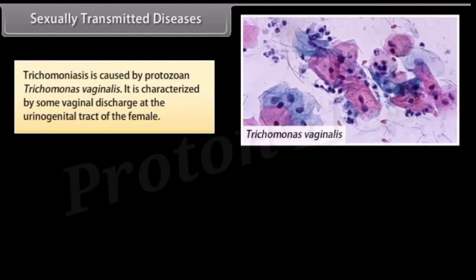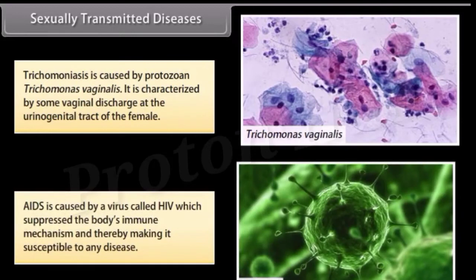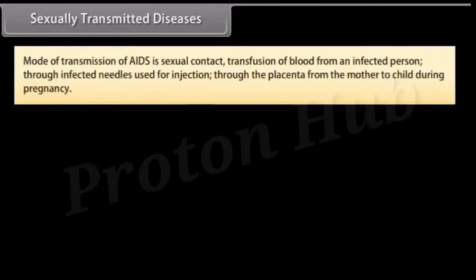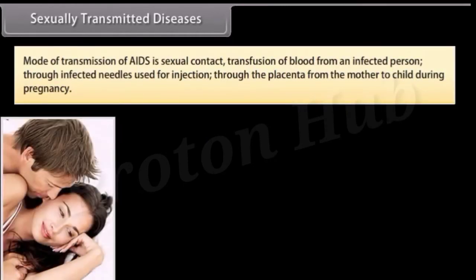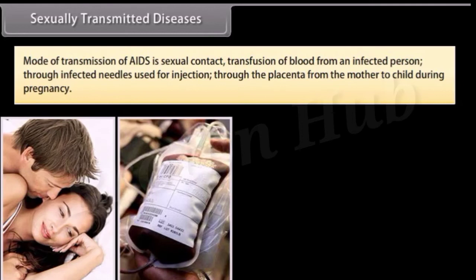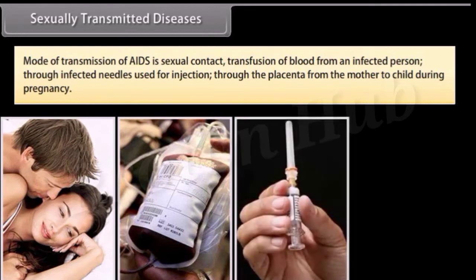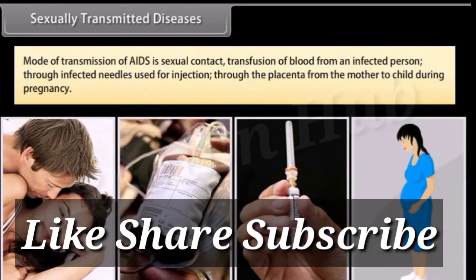Trichomoniasis is caused by the protozoan Trichomonas vaginalis. It is characterized by some vaginal discharge at the urinogenital tract of the female. AIDS is caused by a virus called HIV, which suppresses the body's immune mechanism and thereby makes it susceptible to any disease. Modes of transmission of AIDS are sexual contact, transfusion of blood from an infected person, infected needles used for injection, and through the placenta from the mother to child during pregnancy.